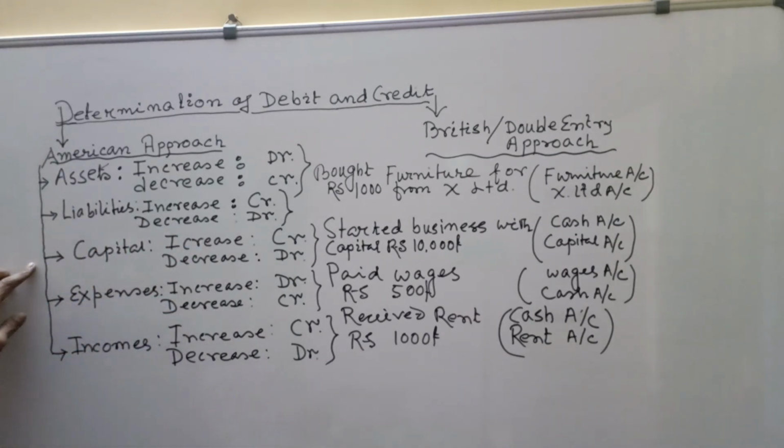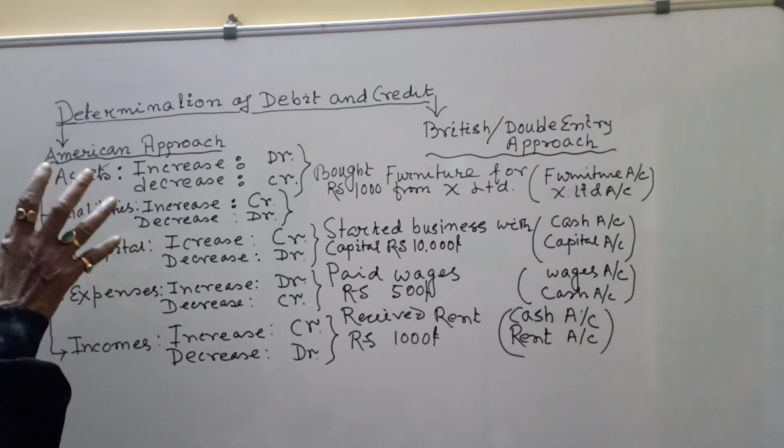The third point is the capital. When the capital of the business increases, it is credited, and when the capital value decreases, it is debited. Similarly, in the case of the expenses, if expenses incurred by a business increase, then it will be debited, and if the amount of the expenses decreases, then it will be credited. Similarly, in the case of the incomes, if the income increases, the income account will be credited, and if the income decreases, the income account will be debited.